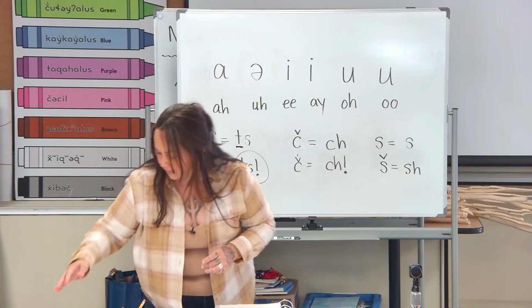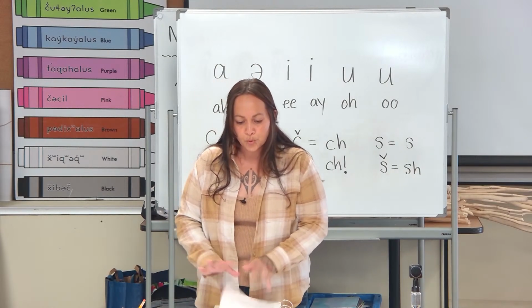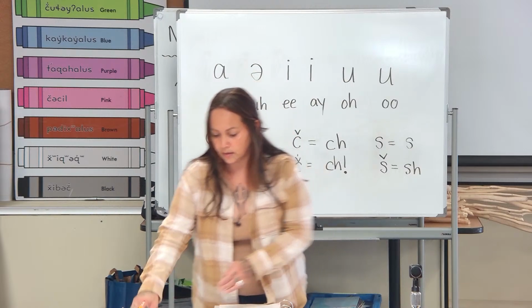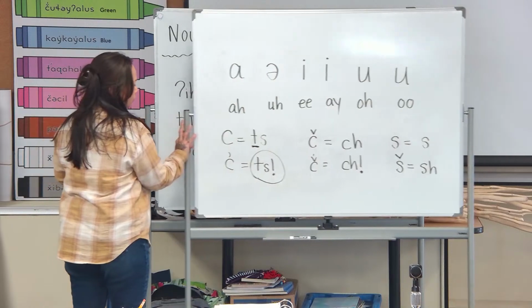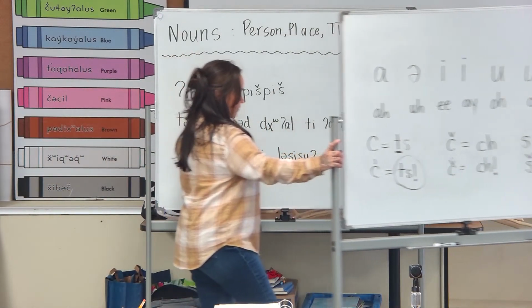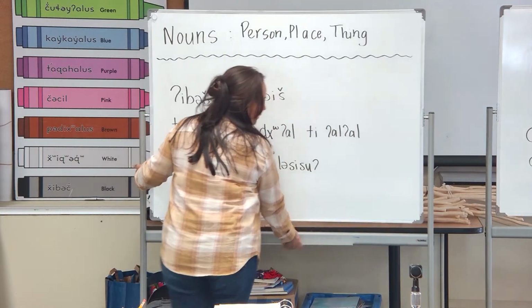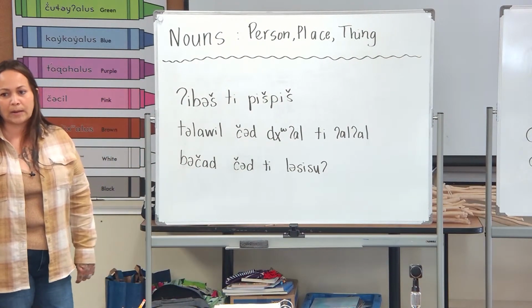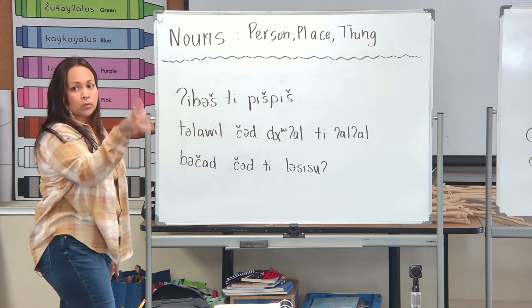So those are the C letters and the S letters. Let's take a break from the sound chart, and we are going to talk about nouns. Some of these seem so simple to talk about, but it's a good reminder when we look at the grammar of Lushootseed. So nouns are people, places, things.